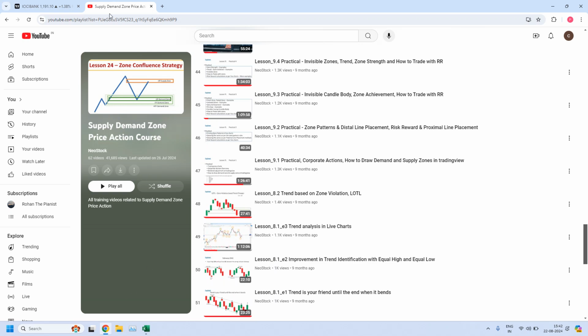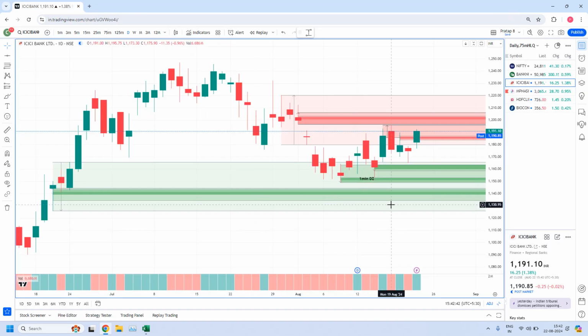Now let's get into the analysis of the high liquidity zones generated in our yesterday's end of the day report. This stock was identified yesterday near the high liquidity supply zone, because this stock is moving between a high liquidity daily demand zone and a high liquidity daily supply zone. That's why we get trade opportunities on either side. But the stock was listed near the supply zone.